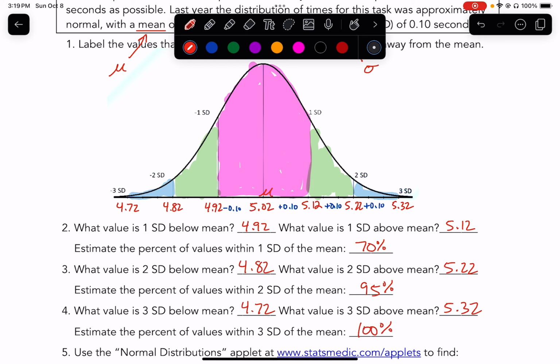And again, this is an estimate. Like, we didn't actually verify that yet, but we're estimating. Okay, it's an approximation, so we're okay.